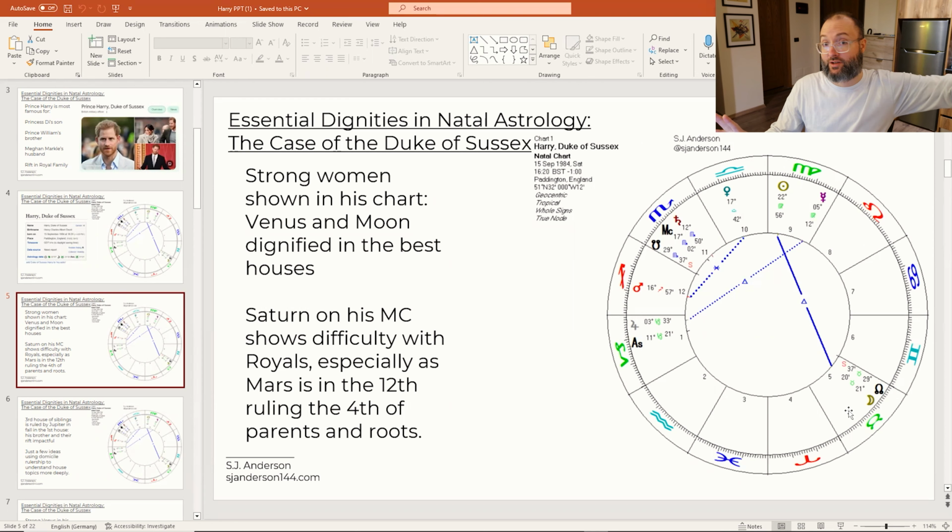So the moon has, again, this very strong ruling planet. Of course, there's exaltation rulership. The moon is in the sign of its exaltation. So he's got a theme of strong women. We've seen that in his life. His mother was one of the most powerful, probably still considered the most powerful media force in the world.